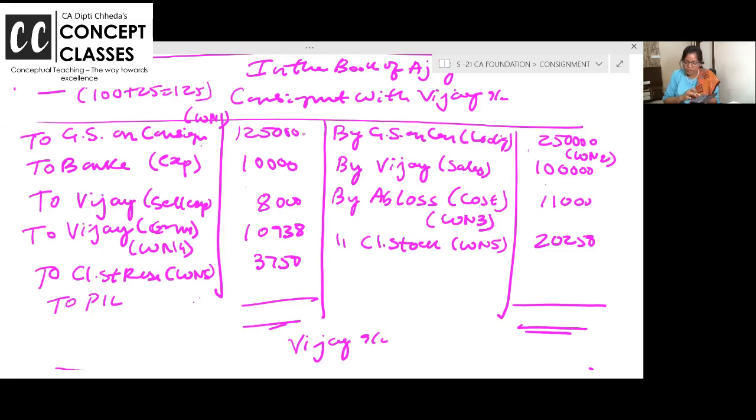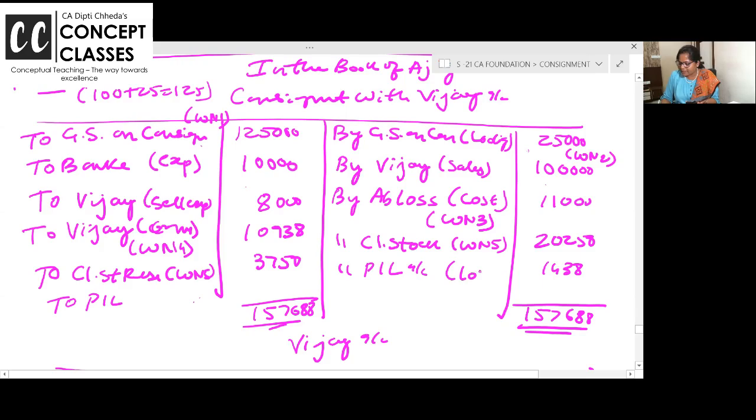One lakh 25,000 plus 10,000 plus 8,000 plus 10,938 plus 3,750. 157,688 is total. In this consignment, we are incurring loss. Loading is 25,000. If you also put one extra zero, change it. 1,25,000 goods are sent, and in that the loading is 25,000. Minus 25, minus 1 lakh, minus 11,000, minus 2,250. 1,438 by P&L account bracket is loss.